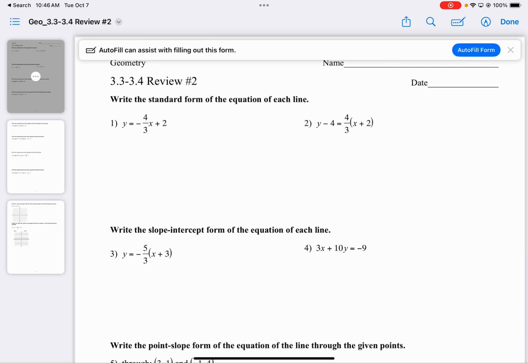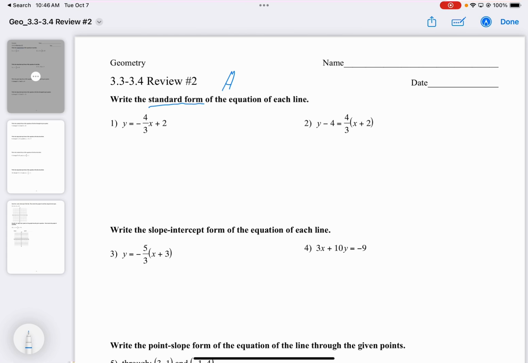So general reminder, of course, since we're working with standard form, we've got to do ax plus by equals c.